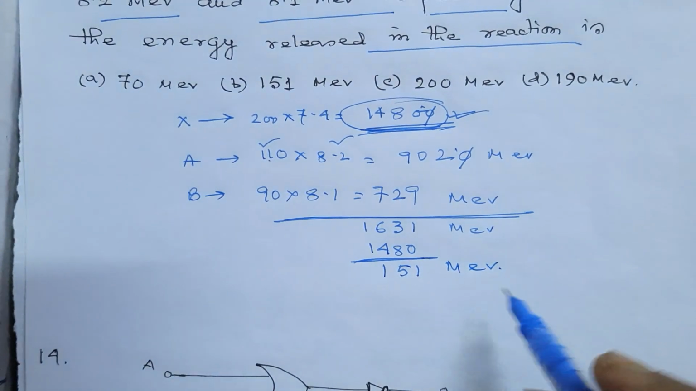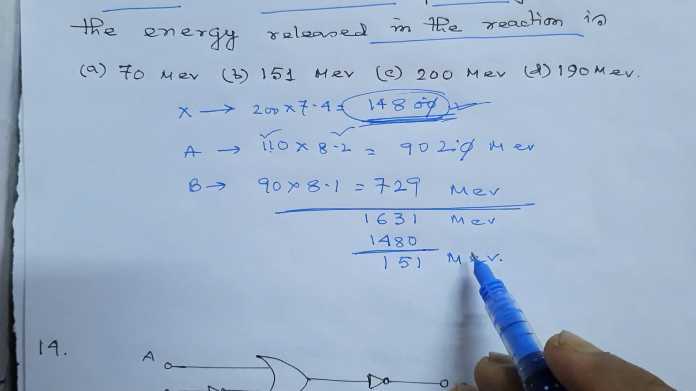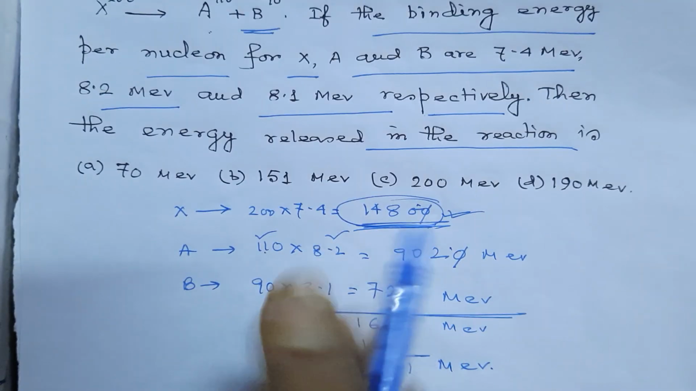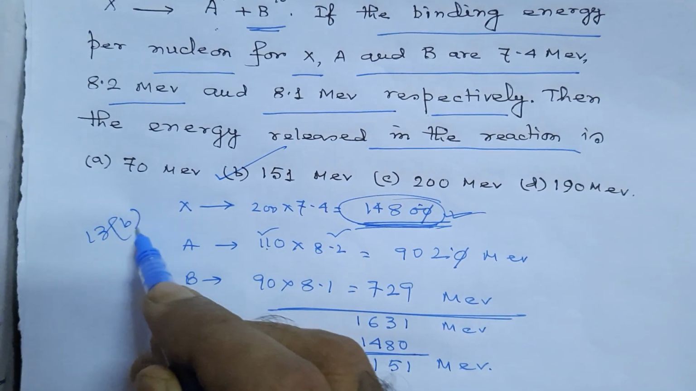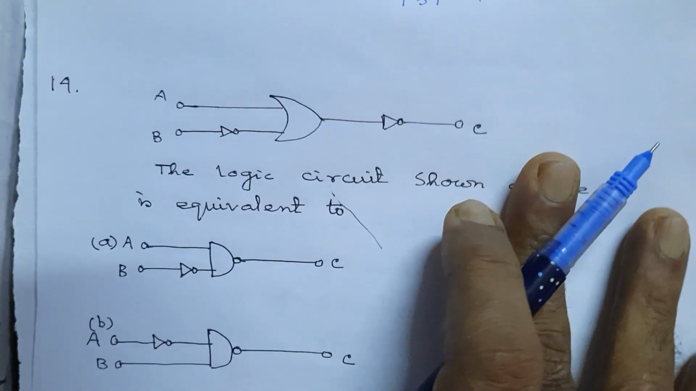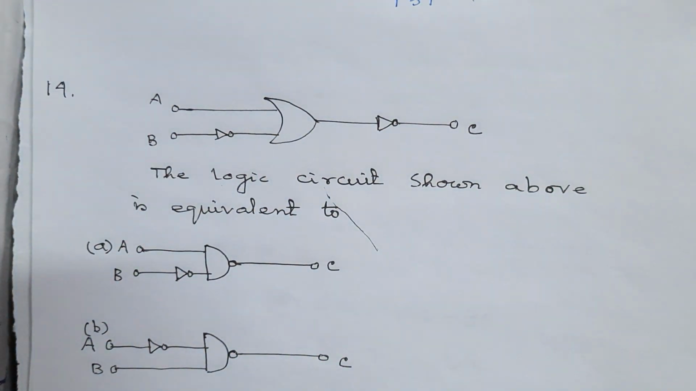So the energy released is 151 MeV. That is, B is the correct option. So the correct answer of question number 13 is B. Next, question number 14.